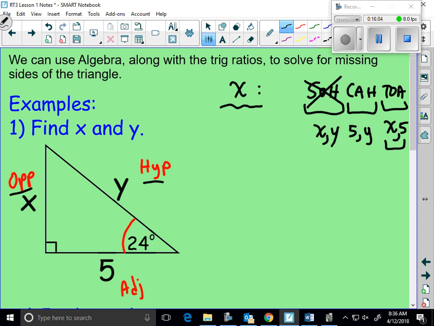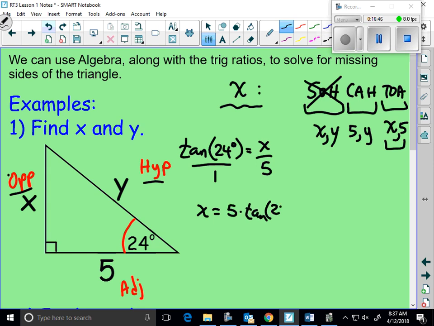No, watch. If I write this out, we decided we're going to use tangent. The tangent of the angle, what is the angle? 24. The tangent of the angle equals opposite over adjacent. Opposite is x, and adjacent is 5. Guess what's coming next? We're going to cross multiply. So we're going to take x times 1, which is x, and 5 times the tangent of 24.